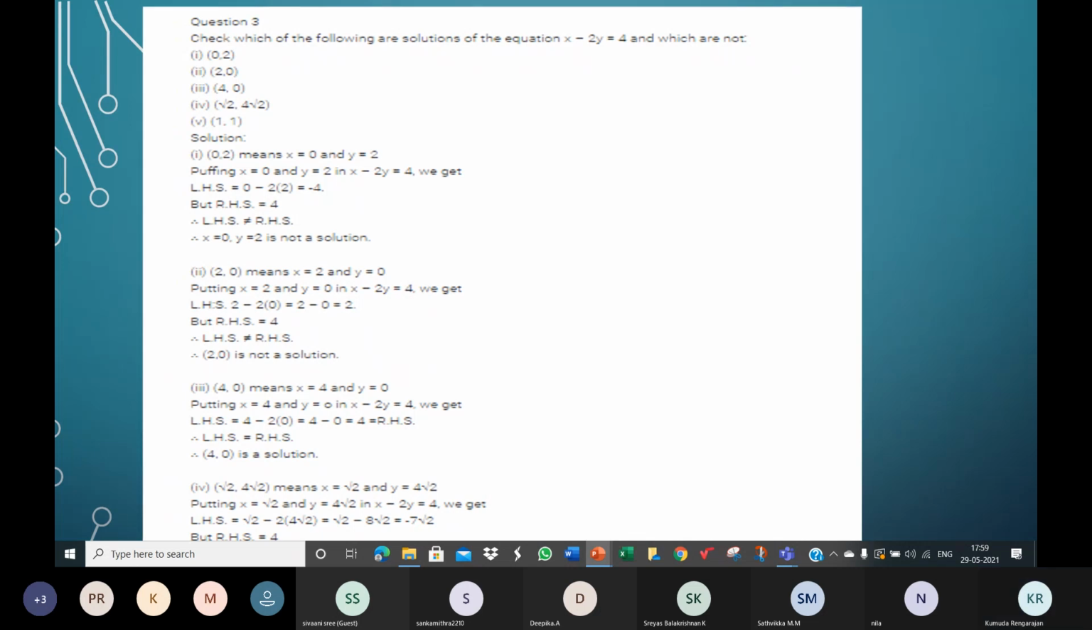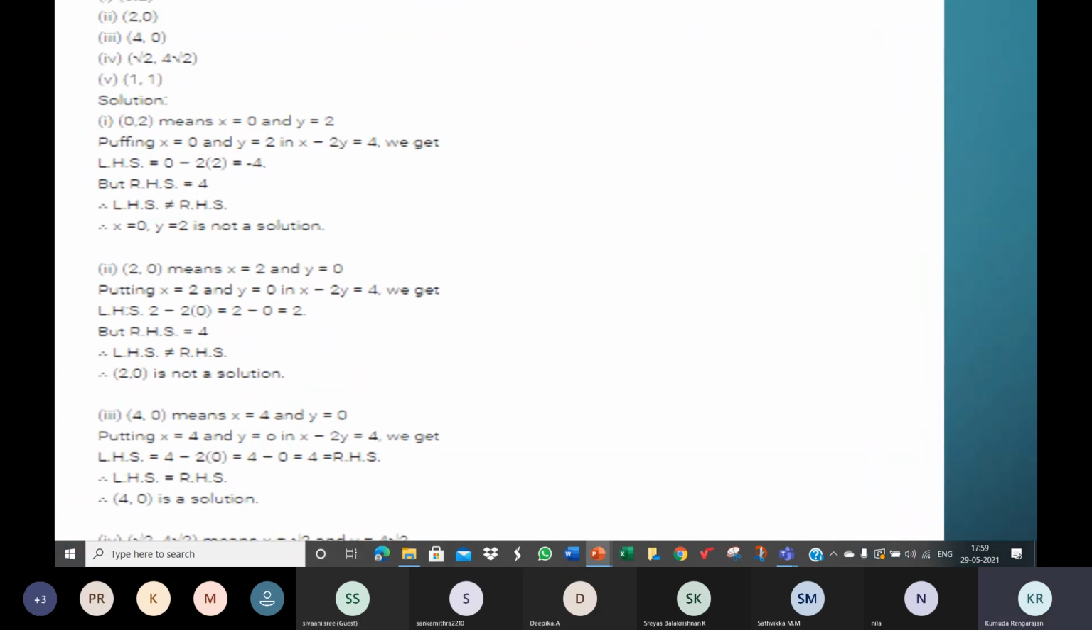Just have to go through everything. See the second one. Write the equation. This is the ordered pair, x is 2 and y is 0. Work the LHS and RHS separately. If they are equal, it is a solution. If it is not equal, not a solution.